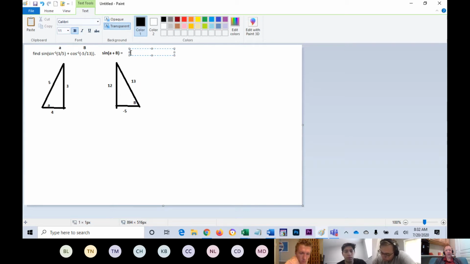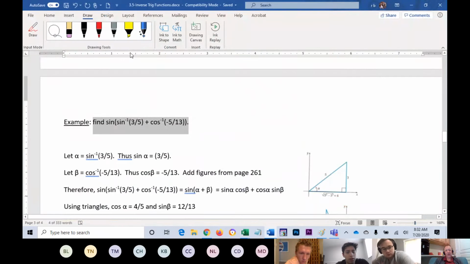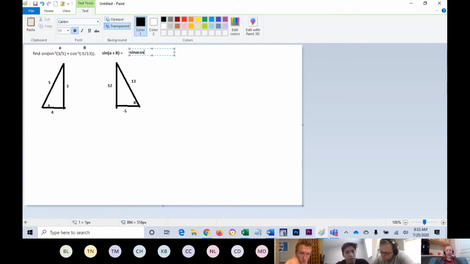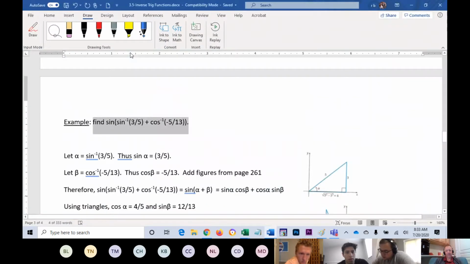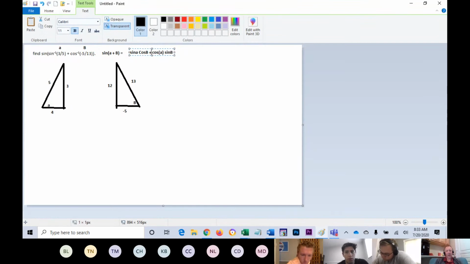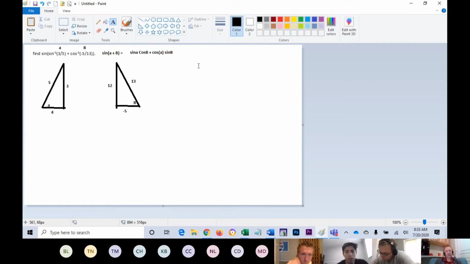So how could you rewrite that? It's going to be sine alpha cosine beta minus cosine alpha sine beta, right? Sorry, it's a plus, not a minus. Do you remember that? I'm a little rusty on it myself, but make sure you know these perfectly well on the test.